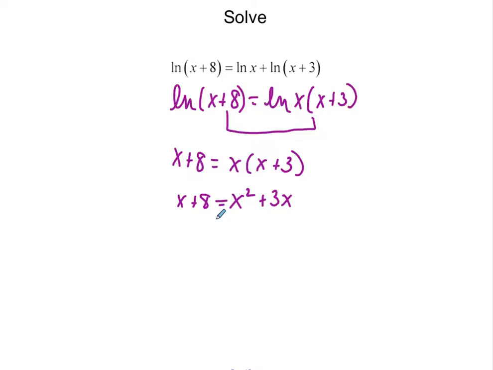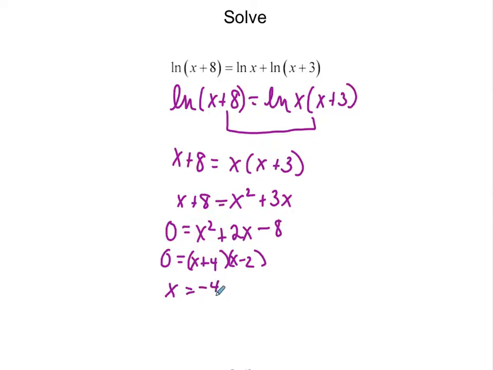We'll set this equal to 0. So that gives me 0 equals x squared plus 2x minus 8, subtracting x from both sides and subtracting 8 from both sides. Now I've got to think of two numbers that multiply to -8 but add to +2. So x in both of these spots, what multiplies to -8 but adds to +2 is +4 and -2. We'll set each of the factors equal to 0, and that gives us x equals -4 or x equals +2.